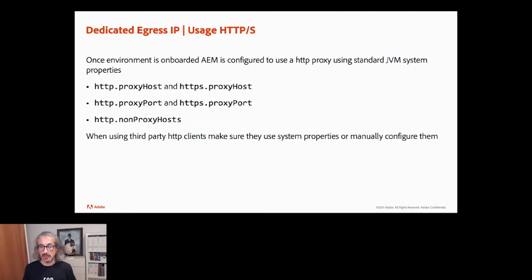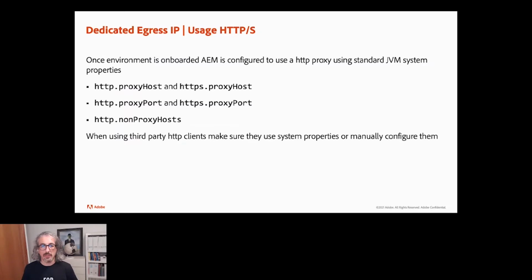Once the environment is onboarded, the proxy is automatically configured using standard JVM system properties: http.proxyHost, http.proxyPort, and http.nonProxyHosts. When you use third-party clients, just make sure that they use the standard system properties or configure them manually.